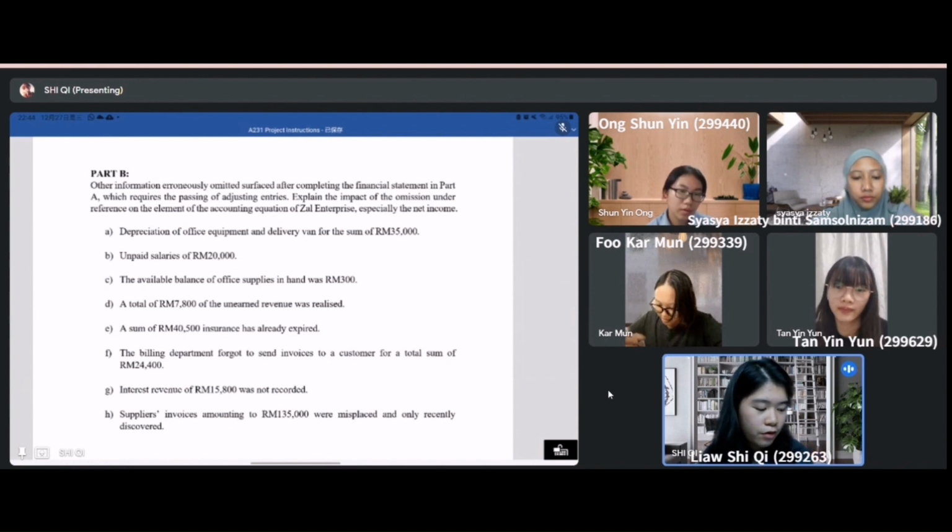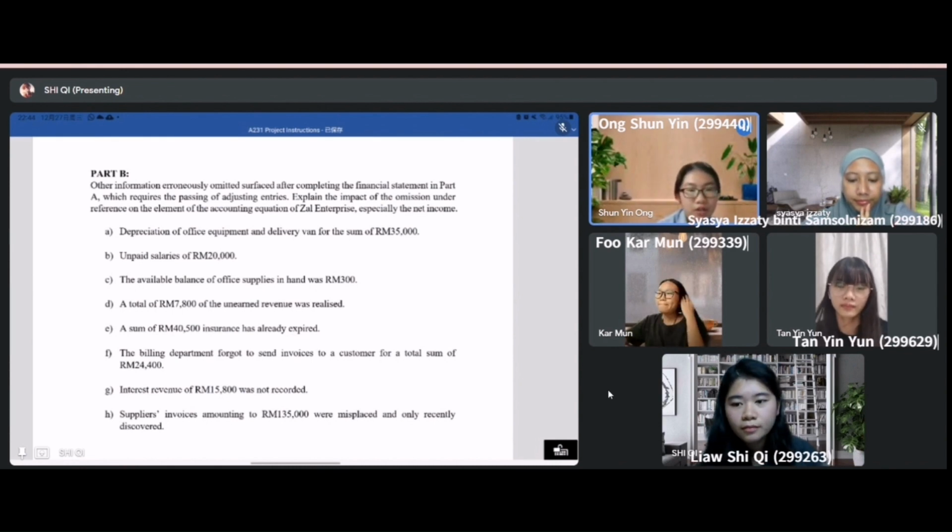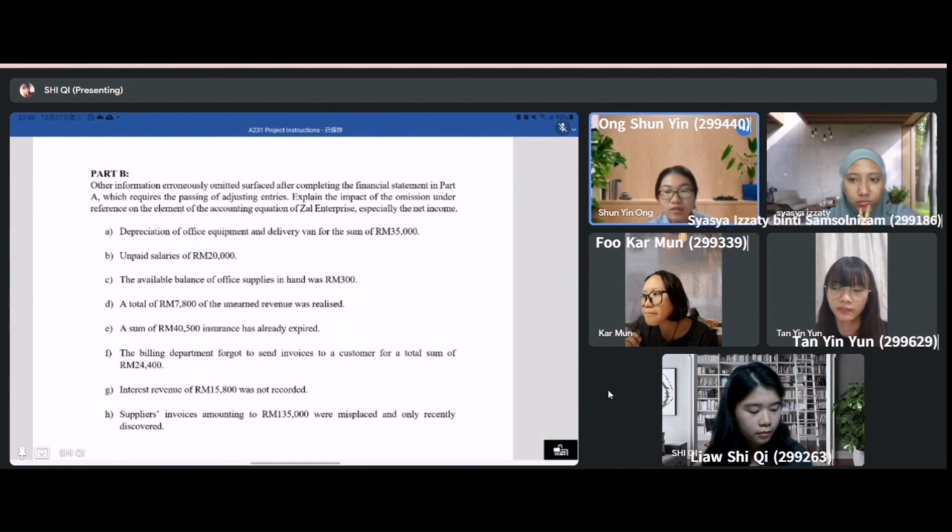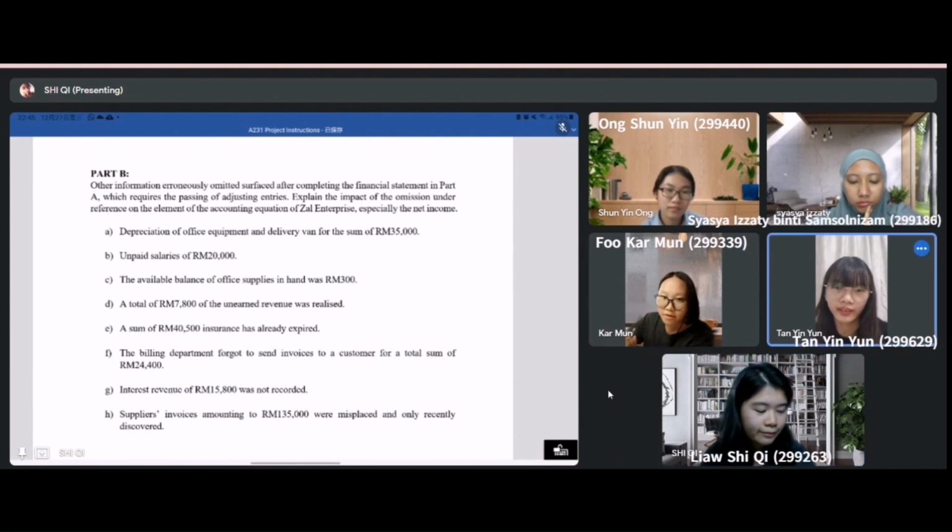Alright, so for question E, the sum of 40,500 insurance has already expired. My opinion is insurance expenses as debit and the credit side is prepaid insurance, and the amount is 40,500. So it is debit insurance expenses, credit prepaid insurance. Are you all agree? Yes, we all agree with that. So question F.